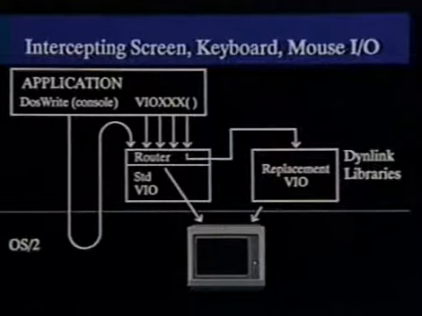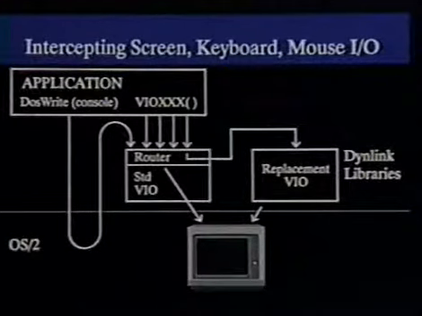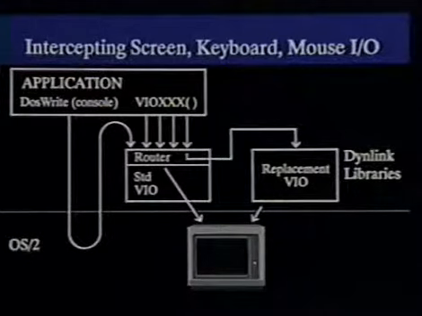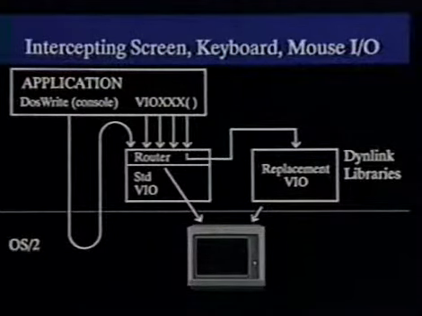On this diagram, we see four main components. On the top left-hand corner, there is an application that is writing to the screen. I'm going to use VIO as the example here, but everything I say applies to the KBD calls and the MOU calls as well. This application has two ways of writing to the screen. It can do a file system DOS write call specifying the handle to the screen device driver, or it can call VIO directly. In either case, OS2 ensures that the call ends up in the VIO dynamic link library.